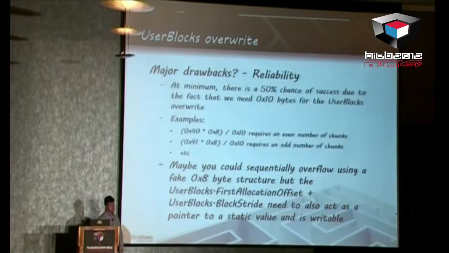And you could possibly do that because the first allocation offset and the block stride are next to each other in memory, you could actually have those two values together that would hopefully also be a pointer to a static value that is writable. So if you could fulfill all those requirements, then you could make this a lot more reliable. So essentially that's how it works.